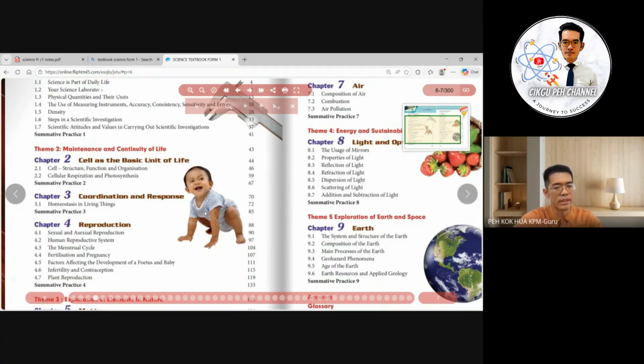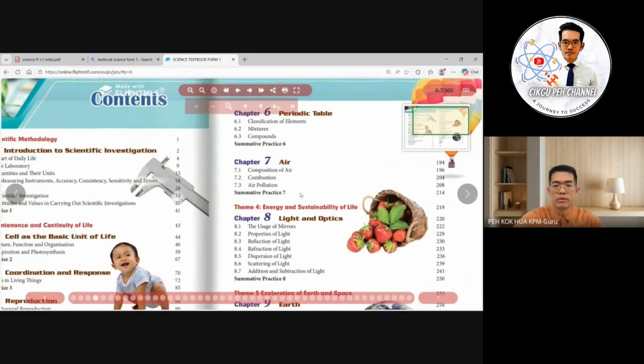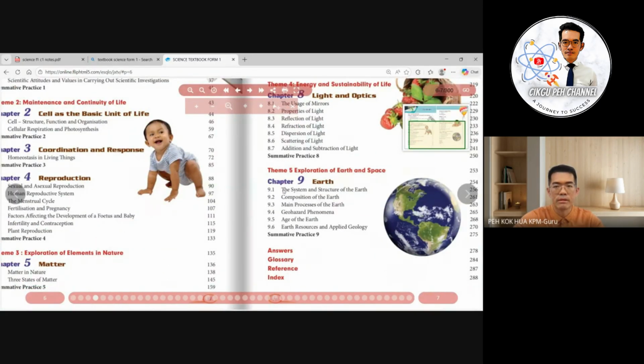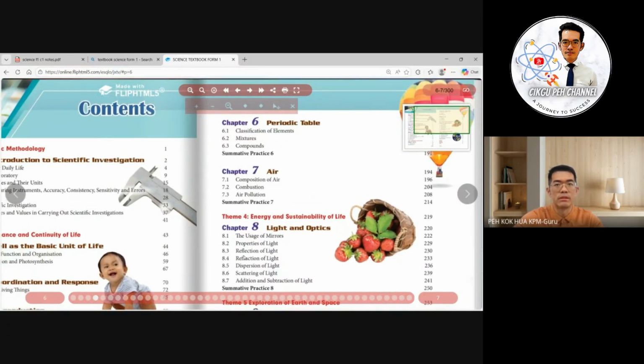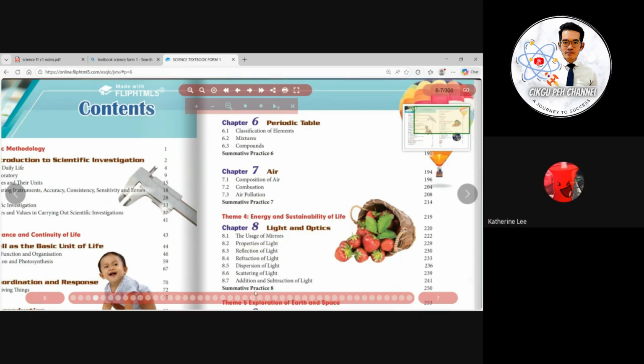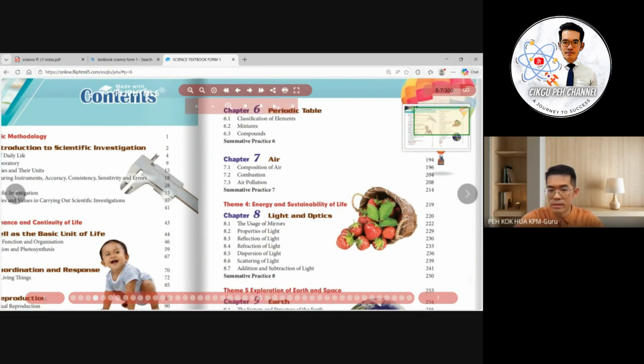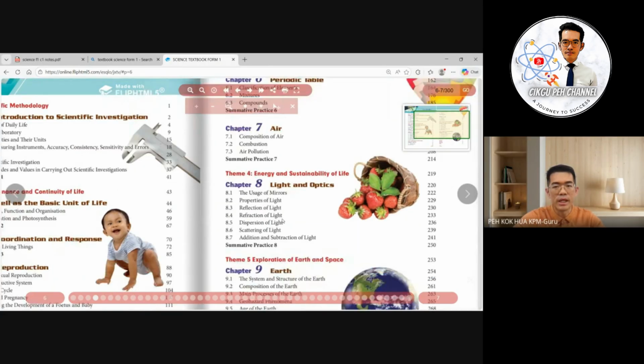Some of that you actually learned in your Pendidikan Seni and physical education lessons, so some of the knowledge was learned previously already. Then chapter 5 will be metal. Then chapter 6, the periodic table. Do you know what the periodic table is? Okay, good.